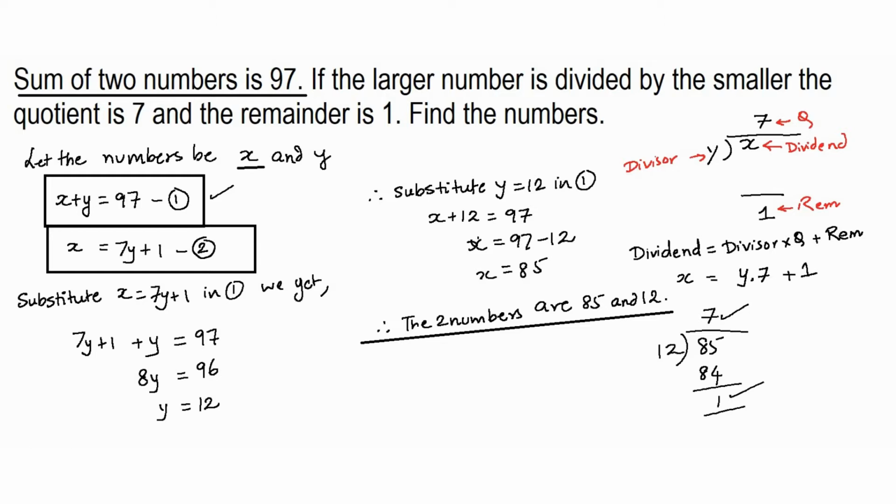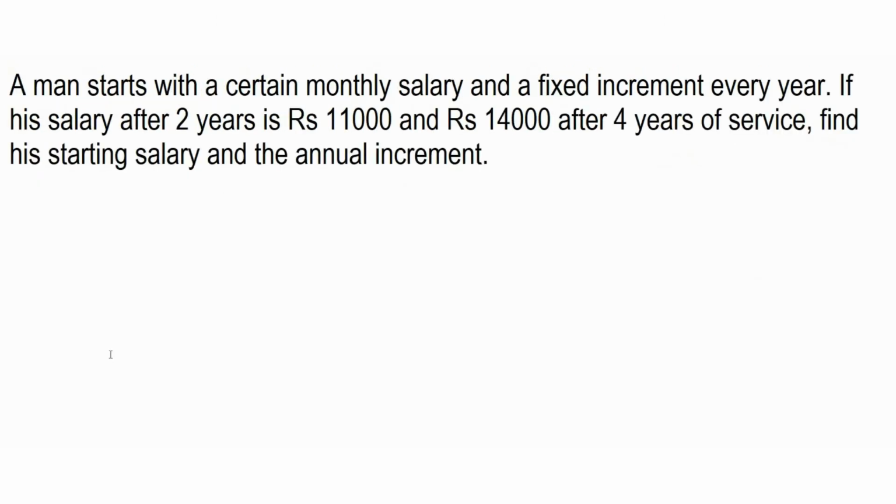Okay, moving on to the next question. A man starts with a certain monthly salary and a fixed increment every year. If his salary after 2 years is 11,000 and after 4 years it is 14,000, find his starting salary. So this is one variable, and the annual increment. So annual increment means that increment which he receives every year.